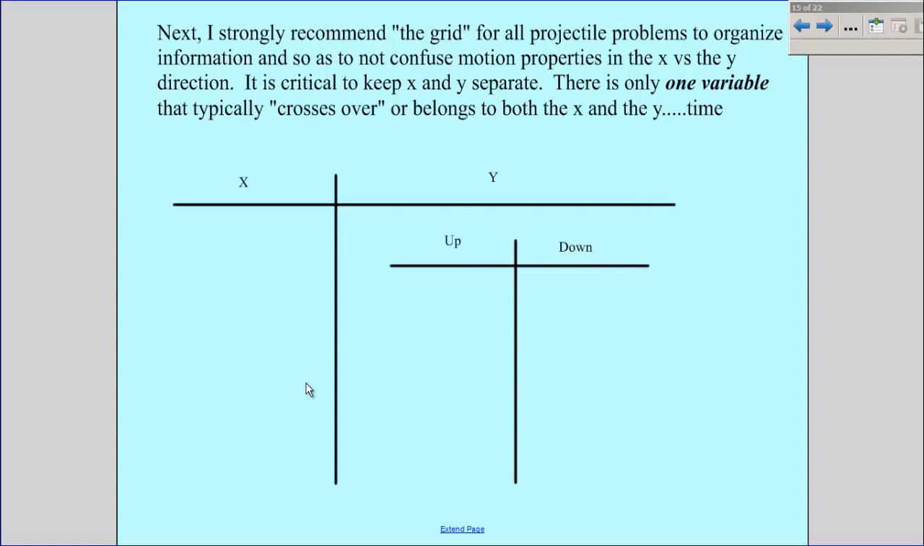And I think you guys found that last year. The key thing to remember is the only thing that moves back and forth is going to be time. We only have one object, so although the object's moving up and down and it's moving left or right, it's only one object. So time is the only variable that moves back and forth across those categories.